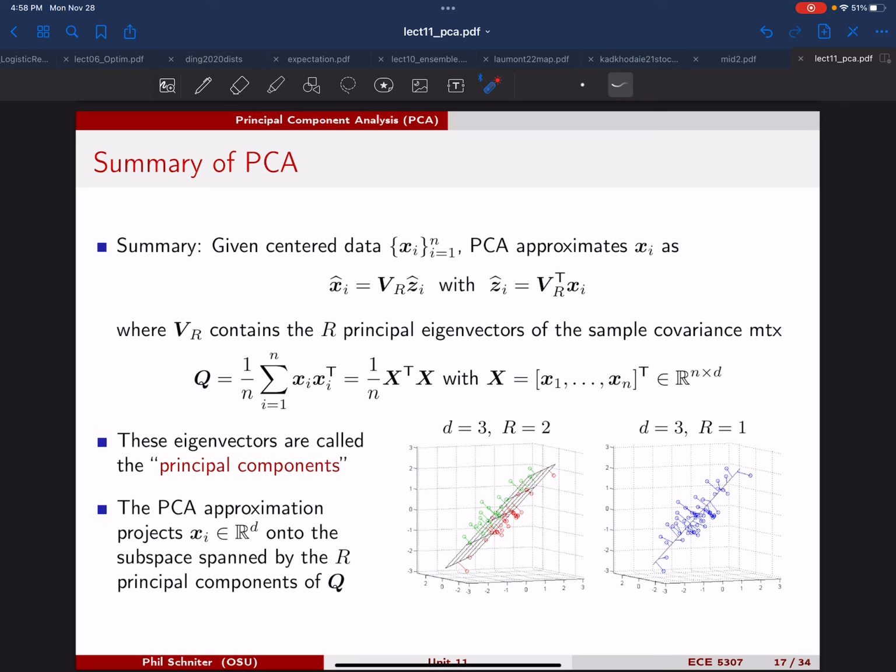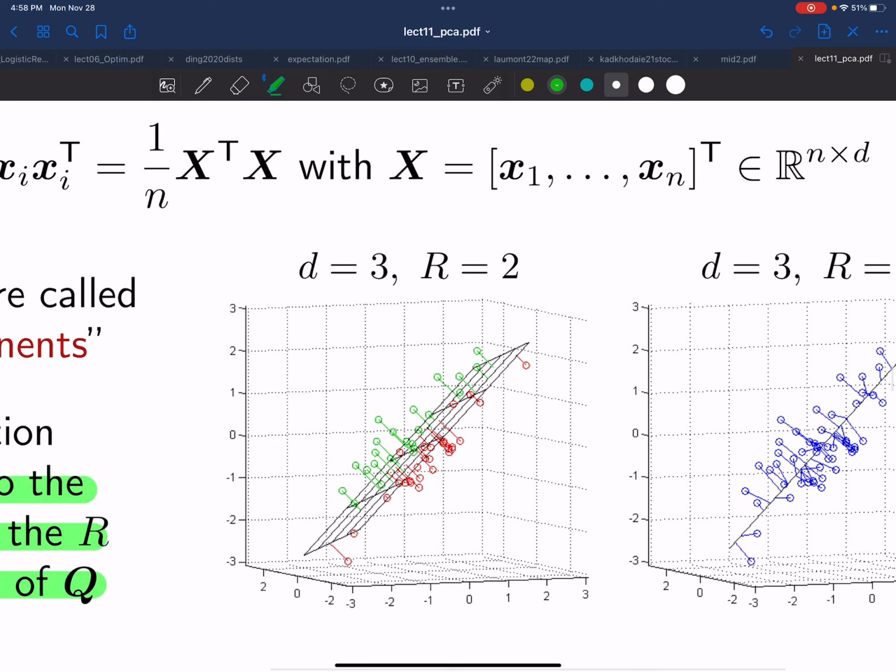And this is principal components. And again, it's basically projecting xi onto the subspace spanned by the R principal components of Q. So trying to minimize these sum squared distances here to find the plane that minimizes that. Or if you chose R equals 1, it's finding the line.